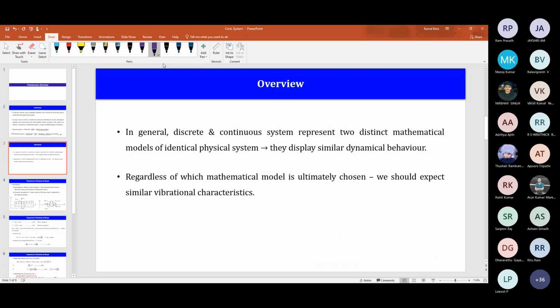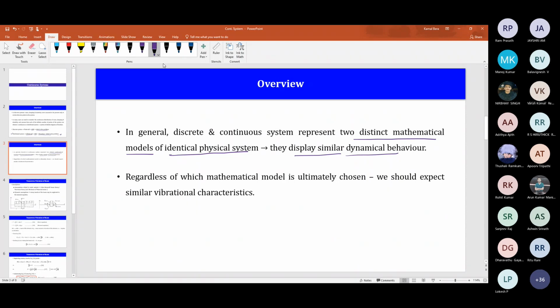So in general, a discrete system and a continuous system represent two distinct mathematical models of an identical physical system. They display similar dynamical behavior, similar, not same, right? Regardless of which mathematical model is ultimately chosen, we should expect similar vibrational characteristics. That is expected.